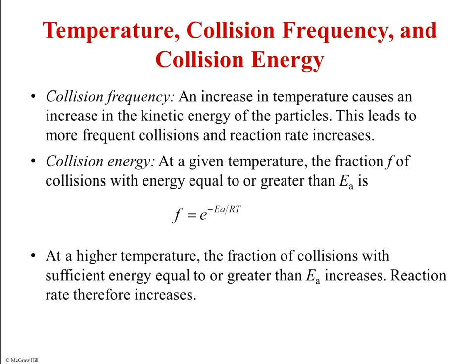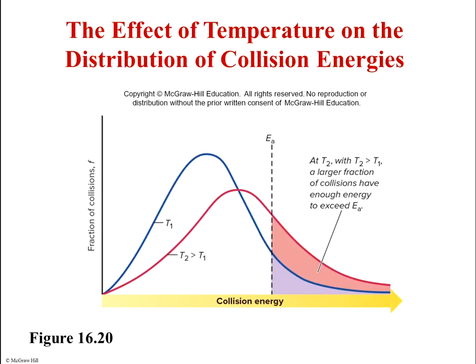At higher temperature, the fraction of collisions with sufficient energy equal to or greater than the activation energy increases, and that affects the reaction rate as well as the collision frequency. So here we see a plot which looks like the Maxwell-Boltzmann distributions we saw from chapter 5, but it's a little bit different. We're looking on the y-axis at the fraction of collisions F as a function of the x-axis, collision energy. So this is a little different.